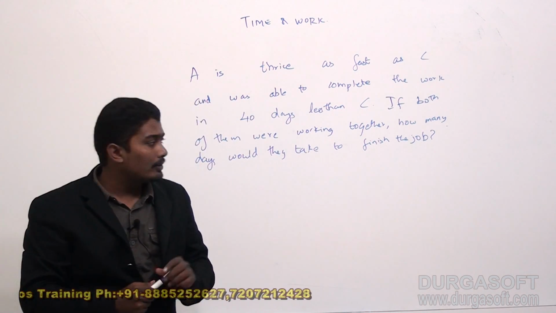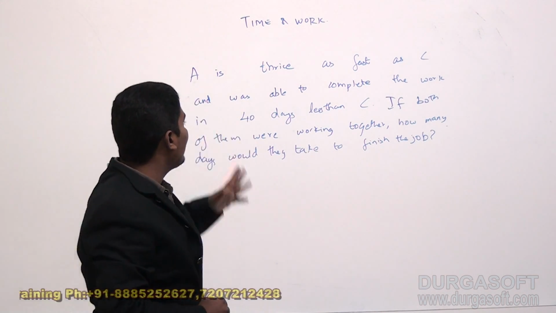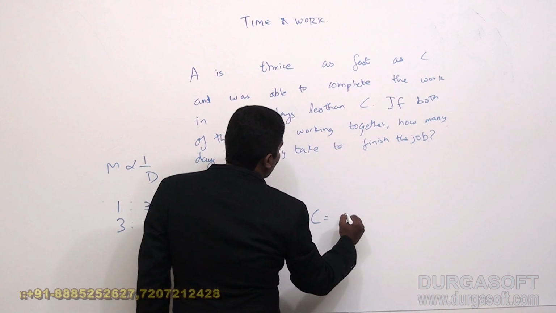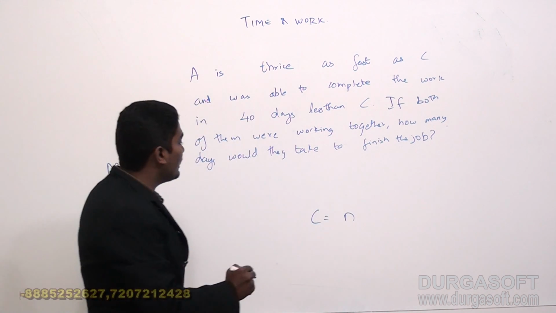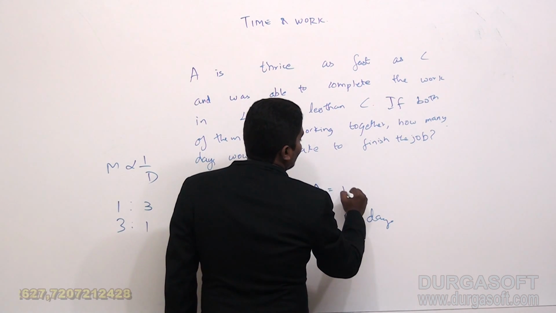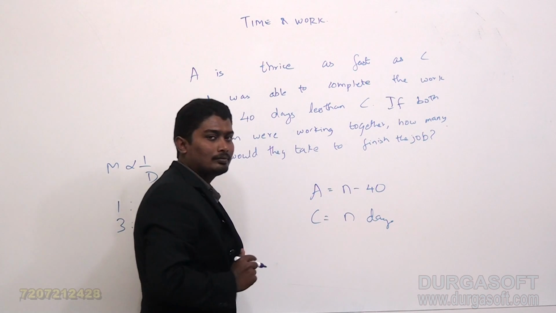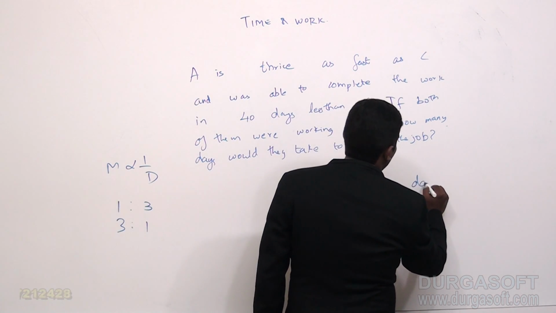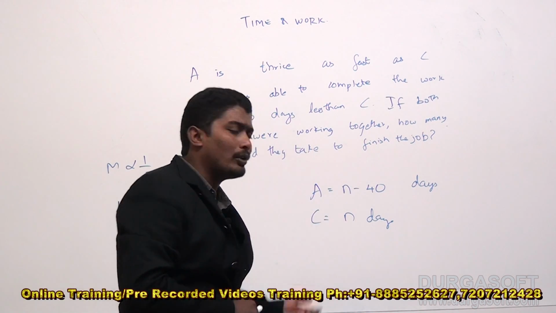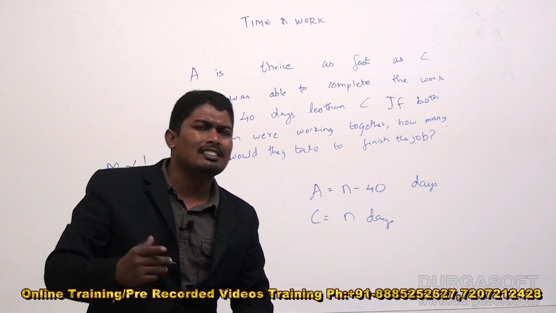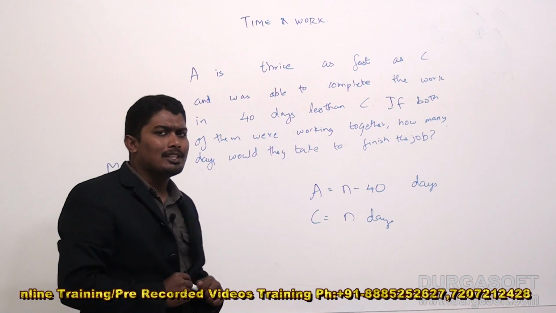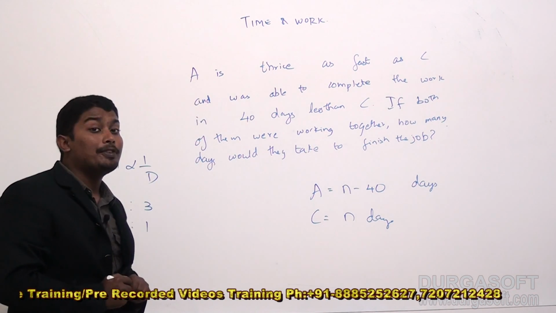See, in the question they give that A will take 40 days less than C to finish the job. So if C takes n days, A will take 40 days less than n, so n minus 40 days. Now if we go by the normal method, we will have to take the LCM of n minus 40 and n, and find the number of chocolates. That will become a bit difficult. So to make our problem easier, we will see the ratio of the efficiency.